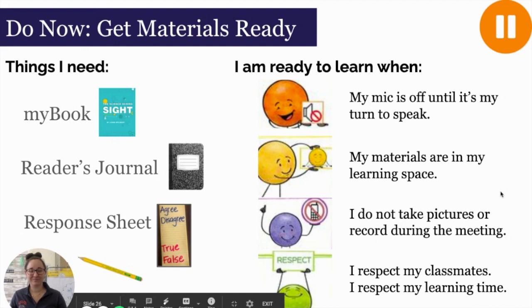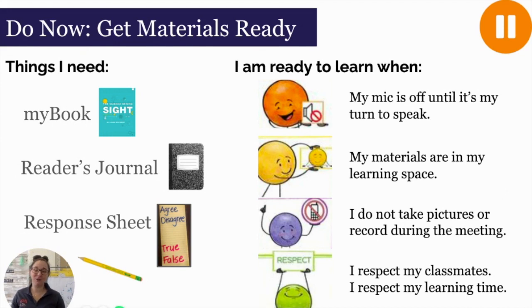Let's get started. All right, scholars, before we get started today, let's make sure we have all of our materials ready so we are set up for success. The first thing you'll need today is your reading textbook. The next thing you'll need is your reader's journal. You'll need your response sheet. And as always, a pen or a pencil, your favorite writing utensil.